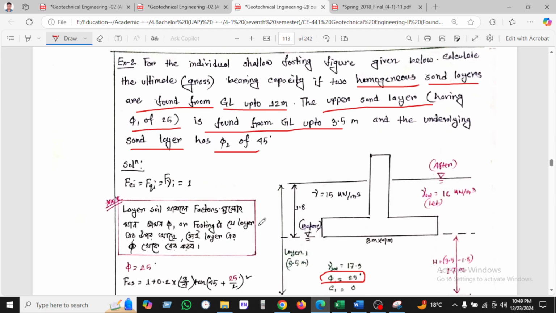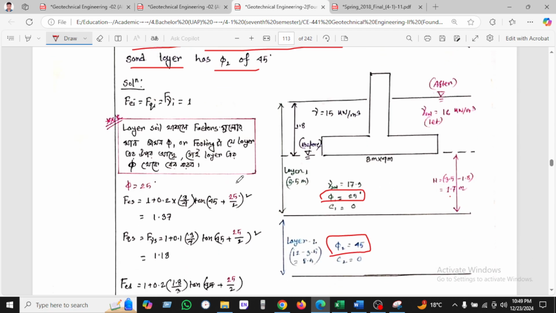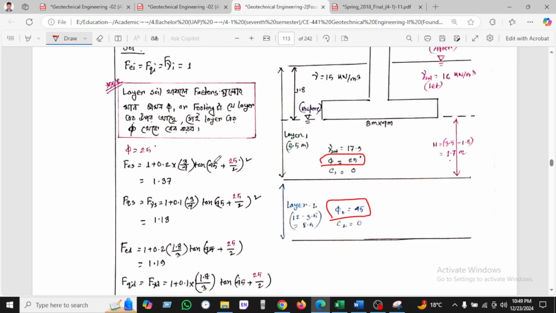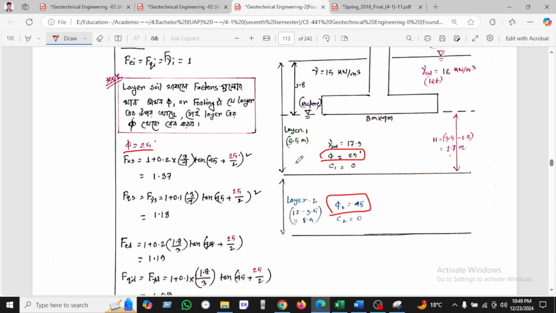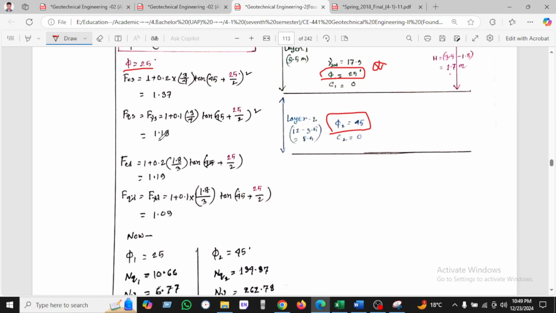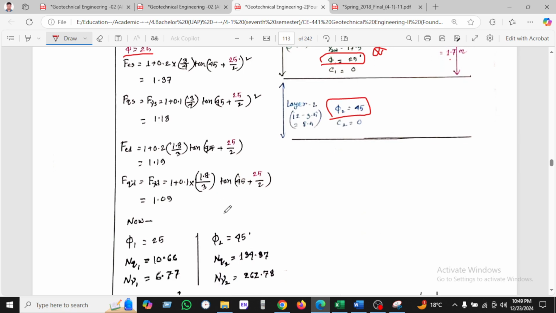And C is 0 for all the footing, all the soil. So the inclination factor is 1, as there is no inclined force. Okay, so phi is given as 25. This is the 25, and this is the rest of the first layer of the phi. That's how you will find all the shape factor, depth factor, and inclination factor.